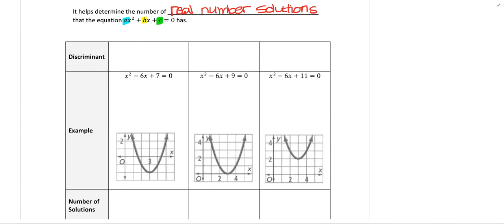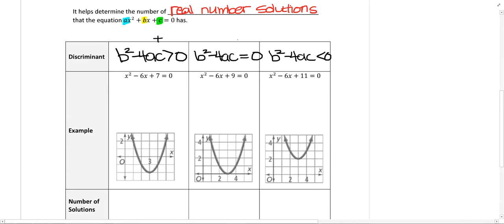Okay, so let's talk about how we use it. There are 3 cases, so let's go through each case individually. The 3 cases are as follows. b squared minus 4ac, the discriminant, is greater than 0, which means it is positive. b squared minus 4ac is equal to 0 exactly. Or b squared minus 4ac is less than 0, which means it's negative.